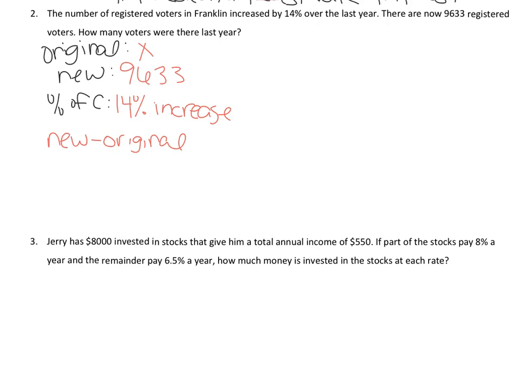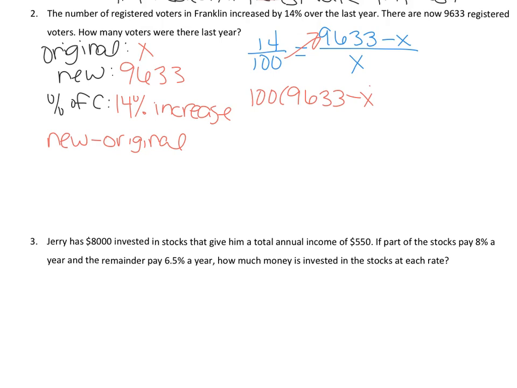So we're going to have percent over 100 equals amount of change, which we just said was my new minus the original, over, what's going to go in my denominator? X, my original, which I don't know, is going to be X. When you set up your proportion, go ahead and multiply your cross products. So I'm going to have 100 times the quantity 9,633 minus X, equals my other cross product, which is 14X.